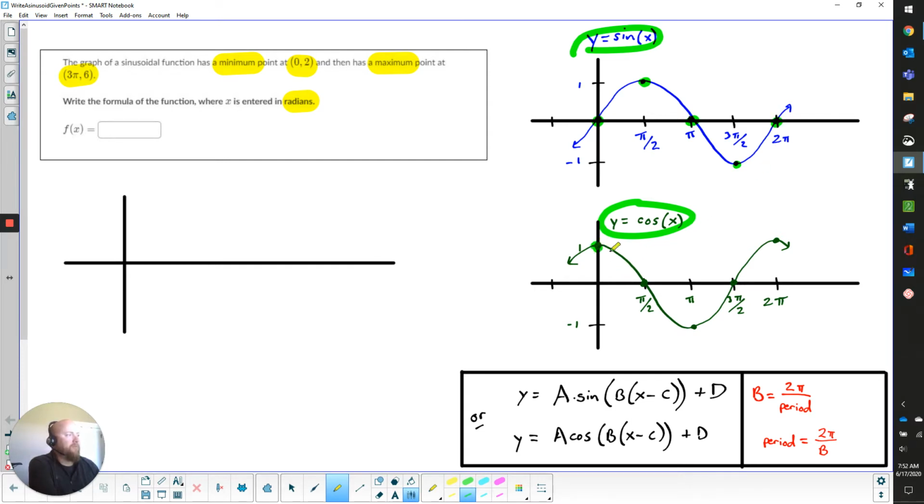And the main difference is cosine, compared to sine, starts at the top of its amplitude and then follows the pattern from there. It goes down through the midline to the minimum, and then back up through the midline to the maximum. Whereas sine just starts at the midline, goes up, and then cycles through.